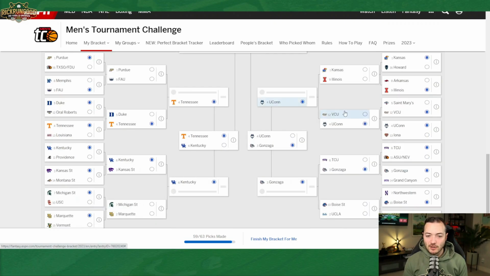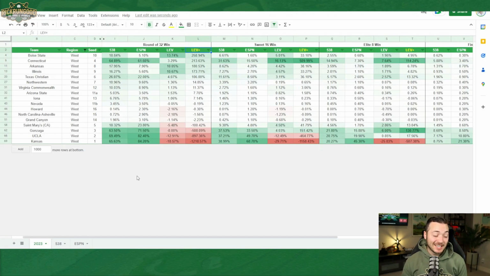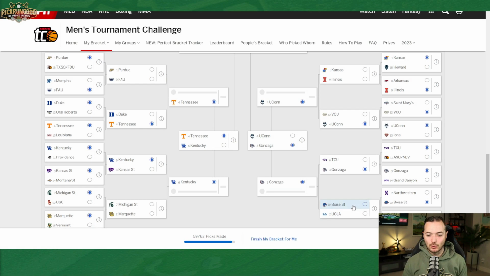So then we just need to figure out if it's going to be Kansas or Illinois that plays UConn, Boise State or UCLA that plays Gonzaga. Both UCLA and Kansas are very bad leverage spots, but they are over 65% likely to win these games. So we're just going to advance them. Purdue almost certainly is going to be in over FAU. I'll check that in a second.